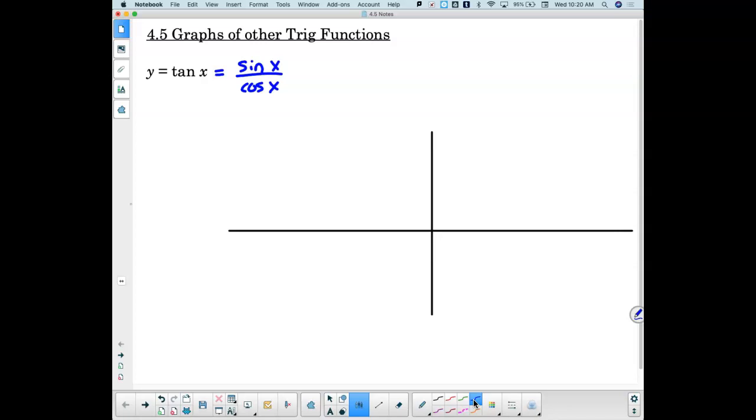In tangent, would it be possible to divide by 0? Yes. When would we be dividing by 0? When my cosine value is 0. So those are no-go spots when cosine is equal to 0. So my domain of tangent is all real numbers except when the cosine of x equals 0.